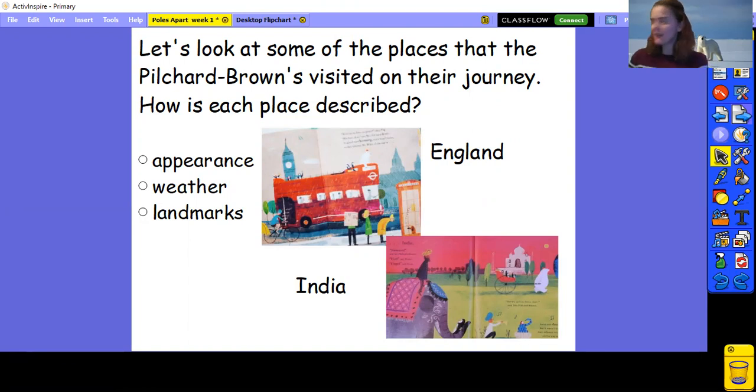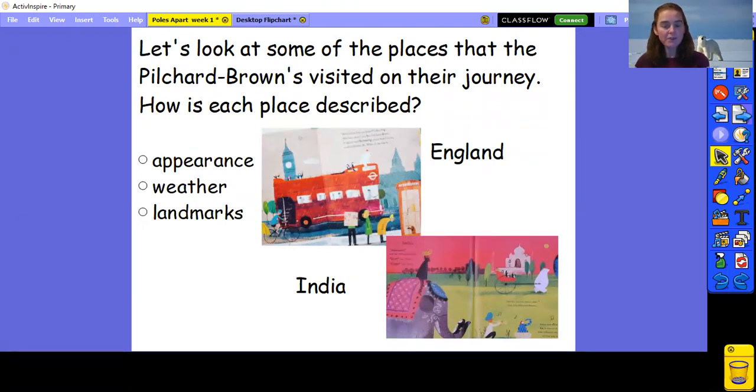They followed Mr. White all the way to England. "How do you do?" said Mr. Pilchard Brown. "Grey," said Peaky. "Grand," said Poots. England was charming, but it wasn't home. So they followed Mr. White all the way to... and then it carries on.